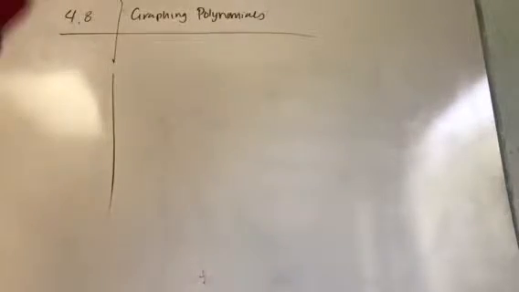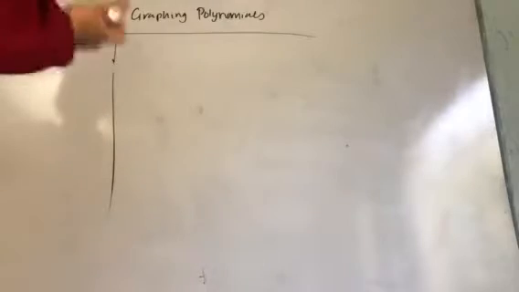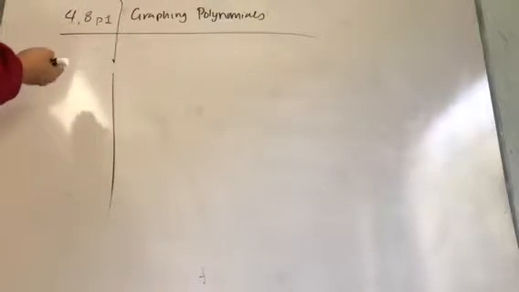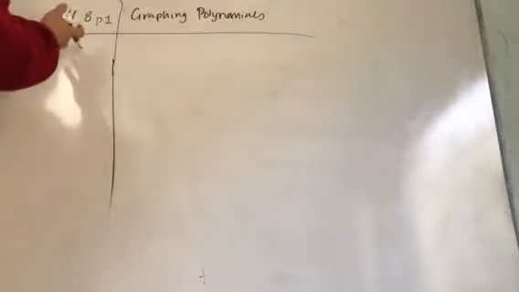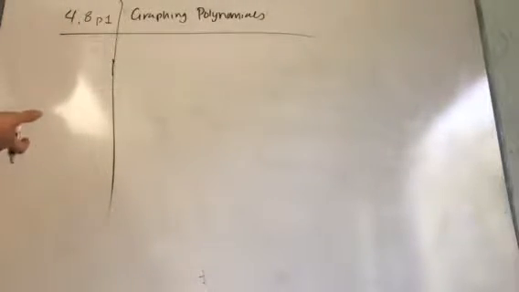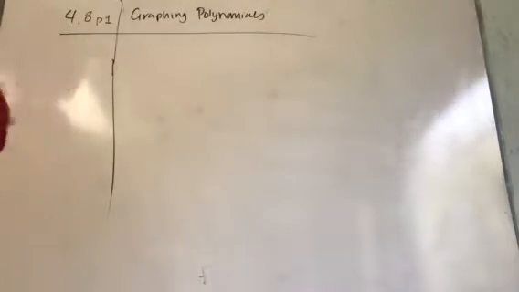Okay, so for 4.8, this is part 1. We're going to talk about 4.8, part 1 and part 2, graphing polynomials. For 4.8 part 1, I'm going to give you a couple of aspects of how to graph a polynomial, and then 4.8 part 2, I'm just going to give you another additional aspect.